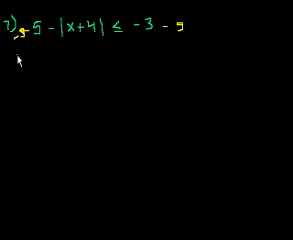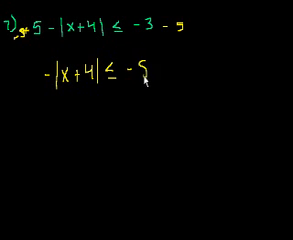So minus 5 plus 5 is 0, so I'm just left with minus the absolute value of x plus 4 is less than or equal to, now what's minus 3 minus 5? Well, it's minus 8. All right, now this next step, maybe it wasn't obvious for you, and putting the inequality there is, if this was an equality, you would just say, okay, I'm going to multiply or divide both sides by negative 1 to get rid of the negative signs.